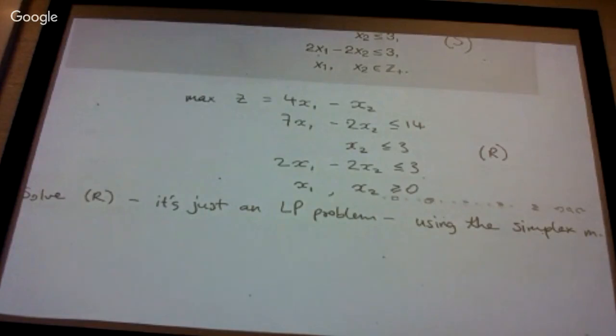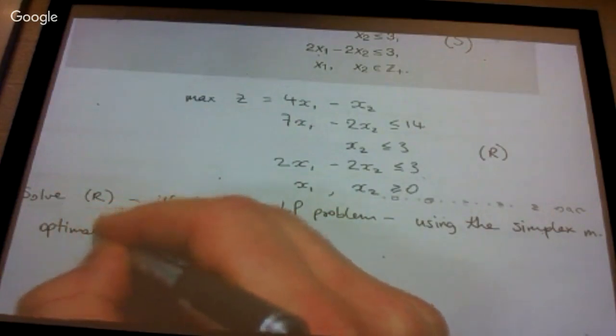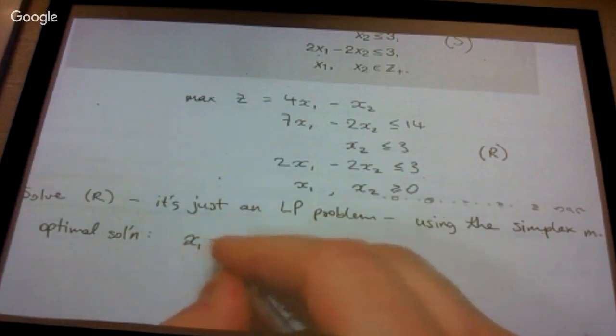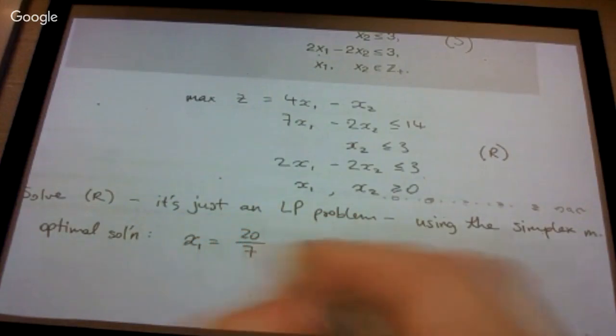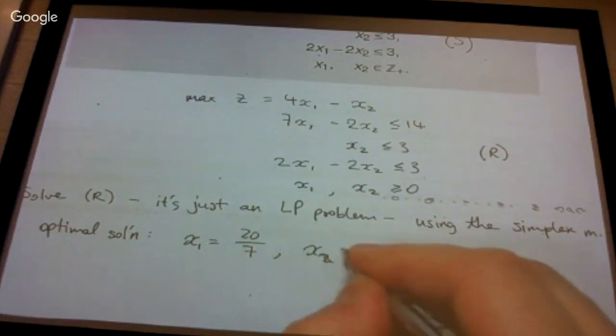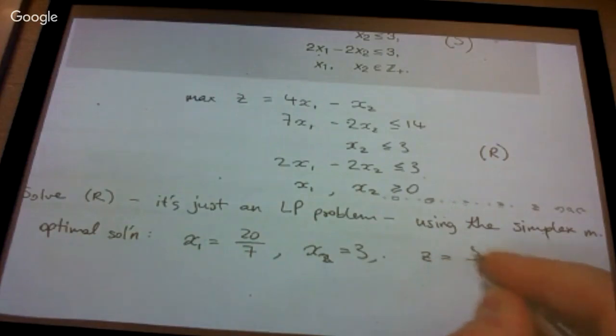So when you solve this using the simplex method, the optimal solution is going to be x1 is 20/7 and x2 is 3. And z is 59/7.